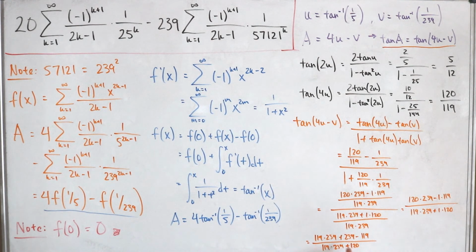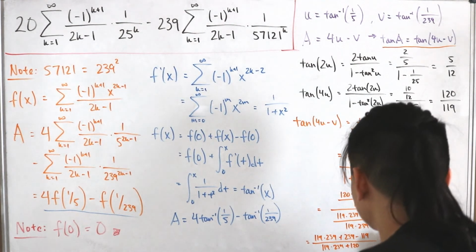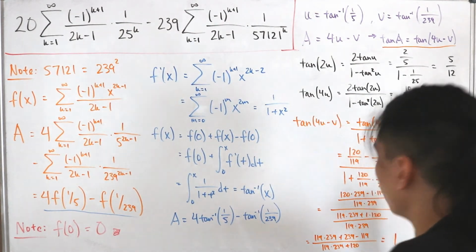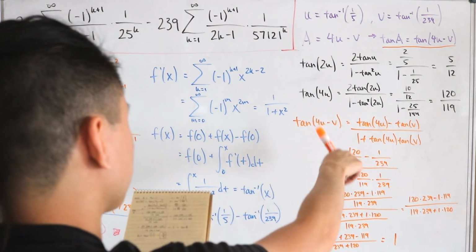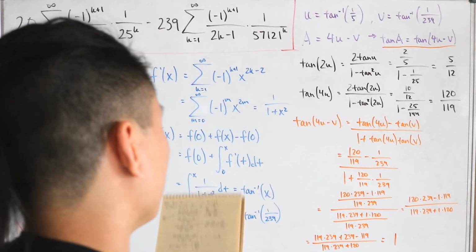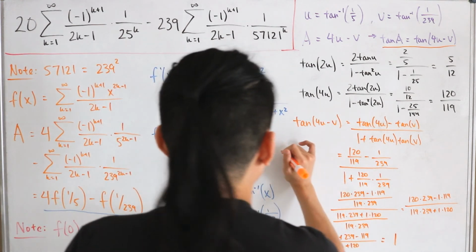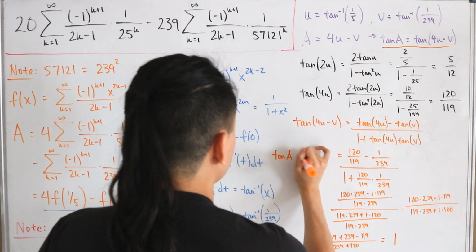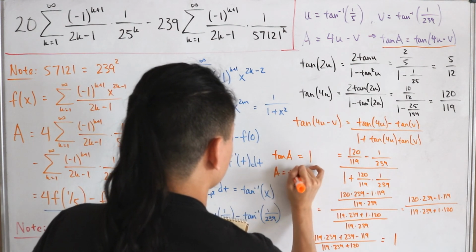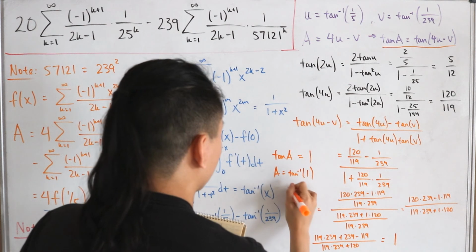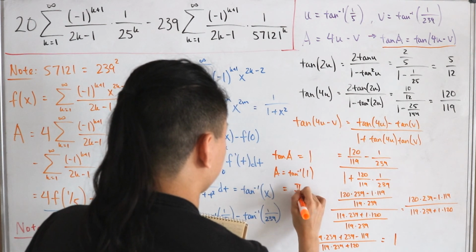Okay, this is interesting because 239 minus 119 is 120. That means the numerator and the denominator share the same value, so they cancel each other out, and it's just equal to 1. And so tangent of 4u minus v is equal to 1. So tangent of a is equal to 1. Take the inverse tangent of both sides, so a is equal to inverse tangent of 1. In other words, this comes down to pi divided by 4.